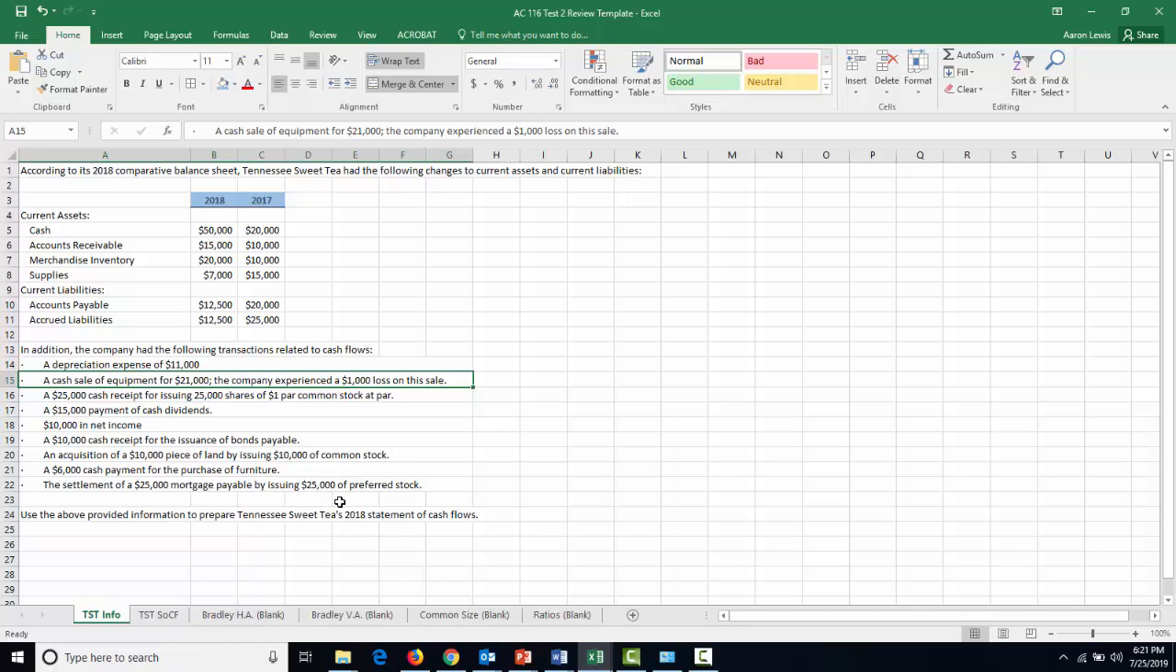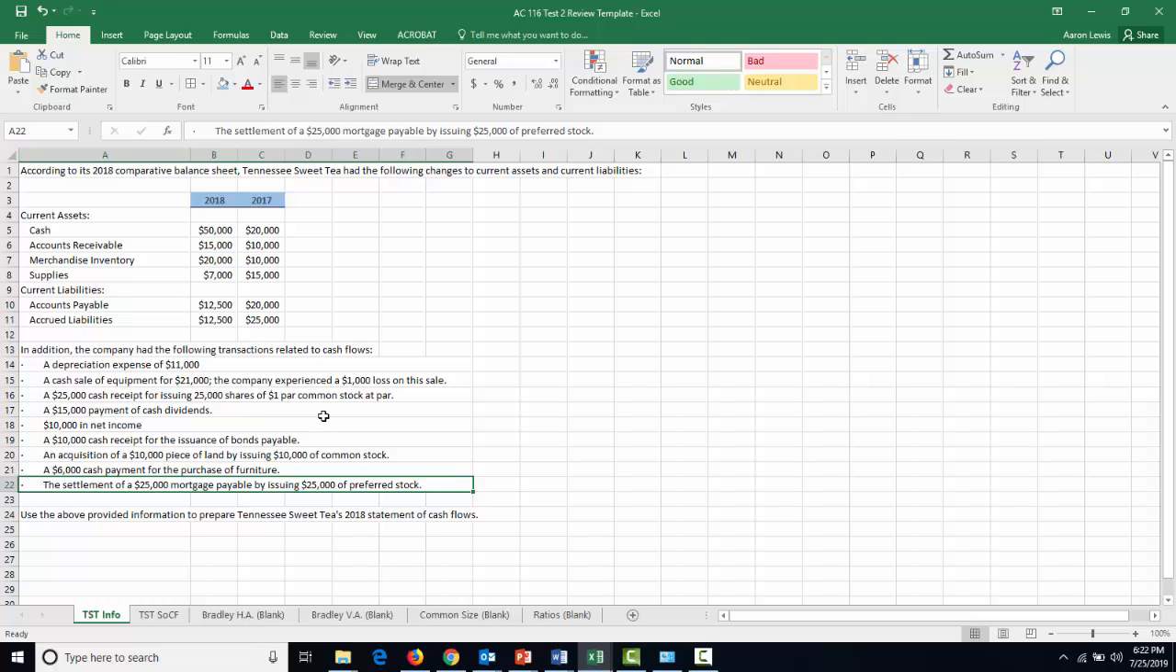And our last bullet, the settlement of a $25,000 mortgage payable by issuing $25,000 of preferred stock. Well, first things first, mortgage payable is a long-term liability. It is not a long-term asset, so it would go into financing section. And even furthermore, we're not paying off that mortgage in cash. We're paying it off by trading something else, in this case preferred stock. So just like this entry up here, the one where we got land for common stock, paying off our mortgage by issuing preferred stock, no cash changes hands. It is also a non-cash transaction.